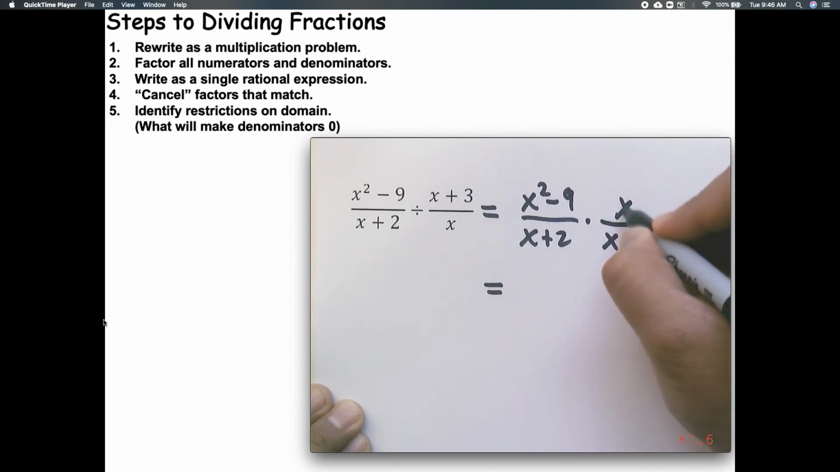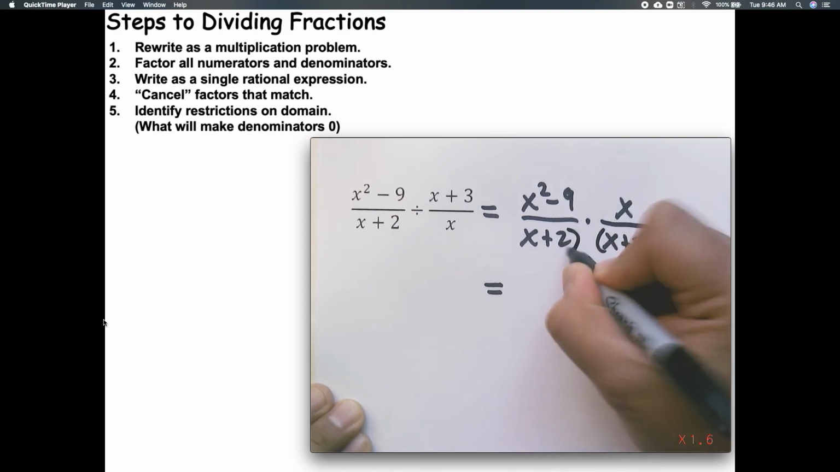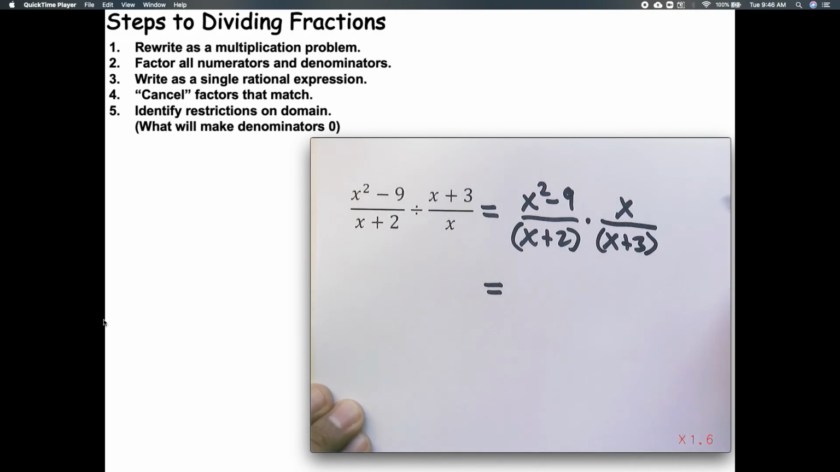So this x doesn't factor. Now, if you have a binomial that doesn't factor, it does help to put it in parentheses because you want to consider it a group. Again, you don't need to group this one because it's a monomial. There's not a binomial, so you don't really need a group.